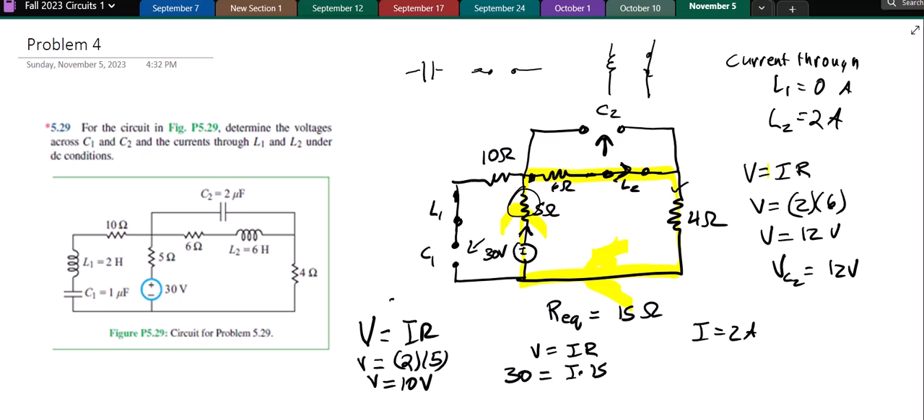So that is the voltage on the C1 is also 10 volts. So VC1 is 10 volts.